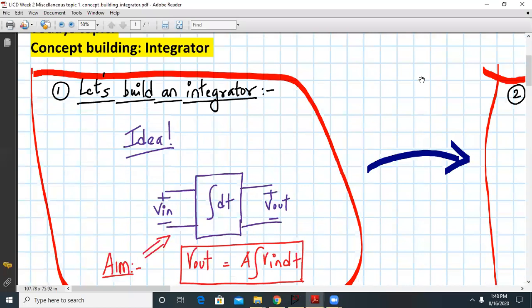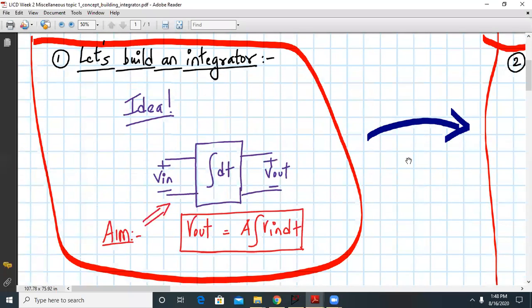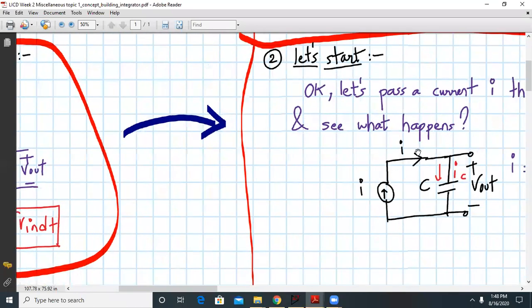So let's try to build an integrator. In an abstract form, the integrator block will perform integration on the input, and then the output expression will become A times, that is a constant, integral of V in dt. So that is our goal to achieve. So let us start with that idea.